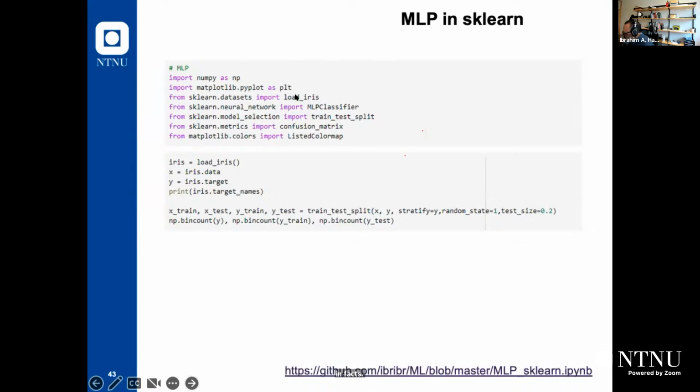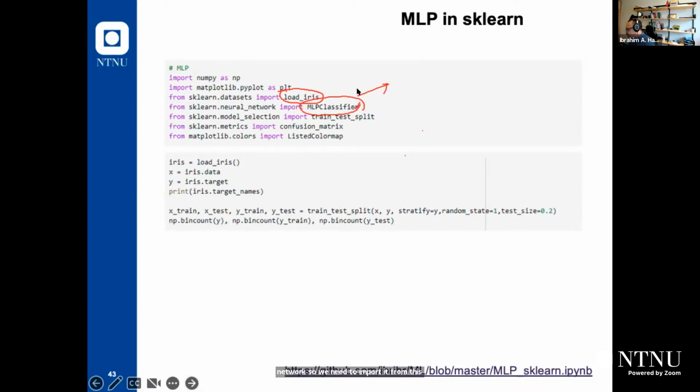So first, I need to upload my dataset. So we need to load iris from sklearn.datasets. I need to use MLP classifier, which is a feed-forward neural network. So this one, it's a feed-forward neural network. So we need to import it from sklearn.neural_network, not linear models, but neural network, MLPClassifier.